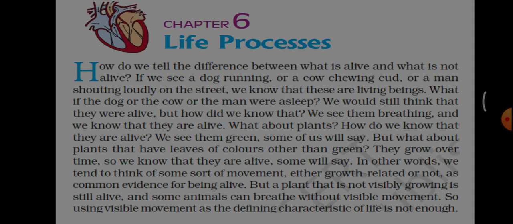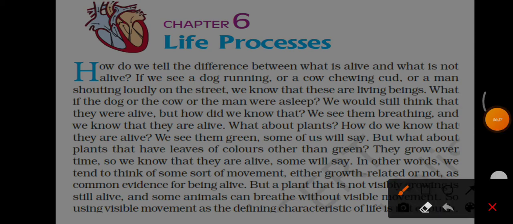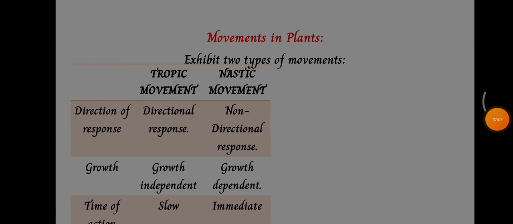Some will have some orange or yellowish colors and all. We can come across the plants, the leaves of the plants. So here we see that the plants exhibit certain kinds of movements which will be either growth related or not related to its growth. So we can come across two types of movement. So first one is, see, there is a spelling mistake here, sorry.